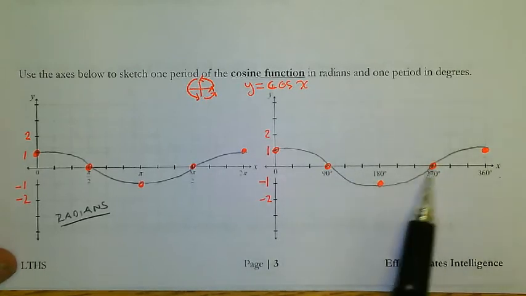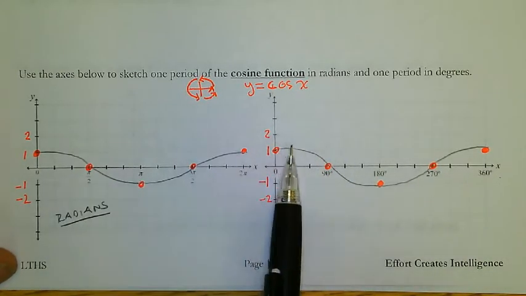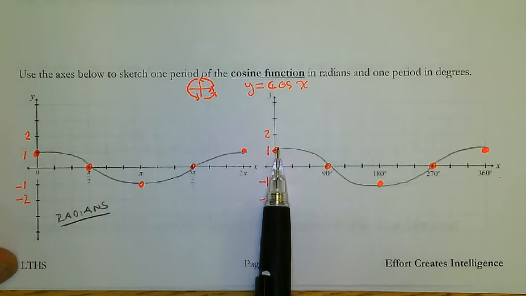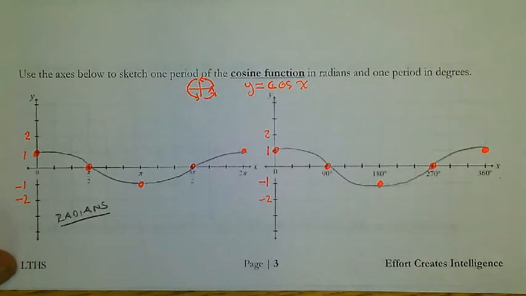Important that I can set that up, and important that I distinguish my cosine graph from the sine graph. Cosine starts at the point 0, 1, while the sine graph would start down here at the point 0, 0. Okay? Very important that we can do those things.